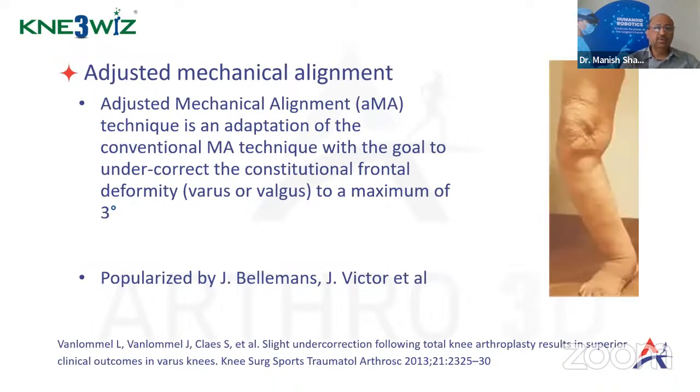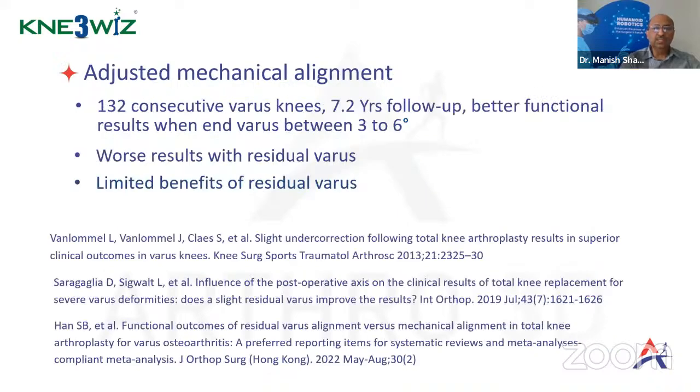Then came Bellemans and Victor, who came up with the adjusted mechanical alignment. It's an adaptation of the conventional mechanical alignment with the goal to undercorrect the constitutional varus or valgus deformity to a maximum of 3 degrees. This was shown to lead to better functional results when the end varus was between 3 to 6 degrees.